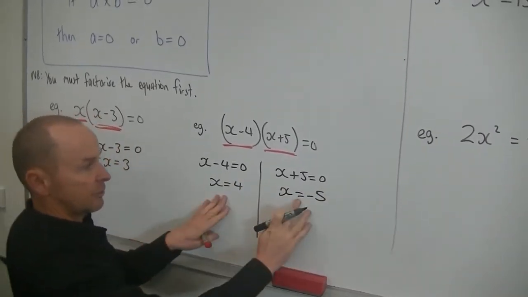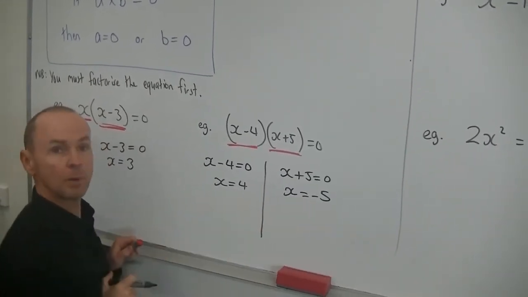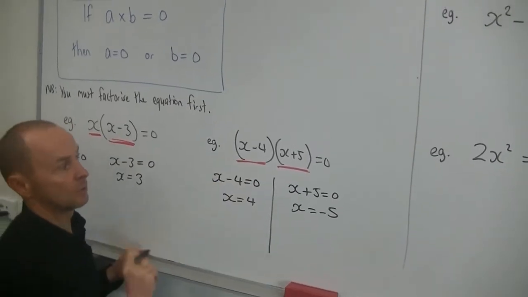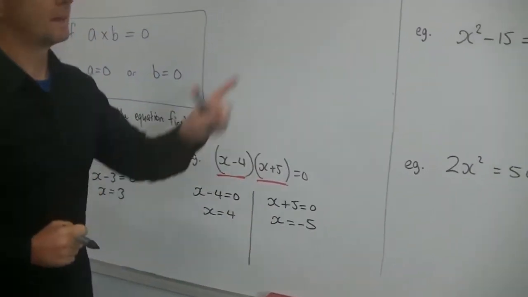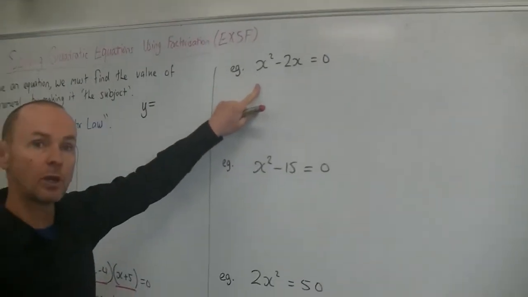Sometimes I put a line down there just to separate them. So my two answers are x equals 4 and x equals minus 5. It's really simple, just like both bits equal 0. Okay, let's go on to the next one. So you can copy these down as we go, that's fine.